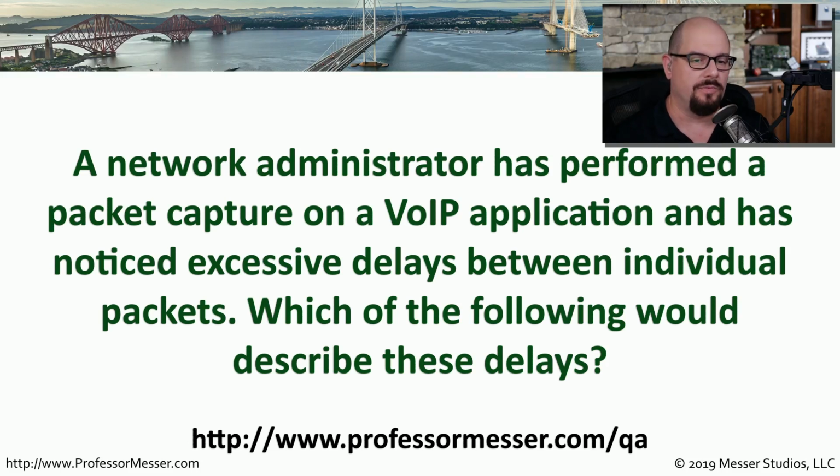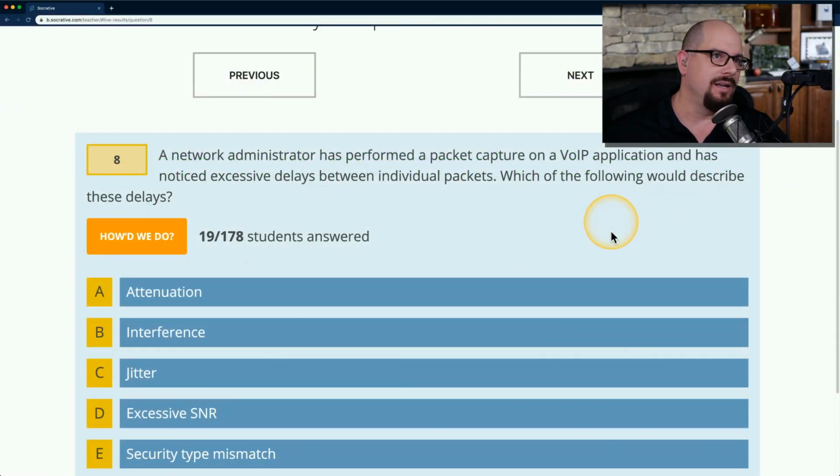A network administrator has performed a packet capture on a VoIP application and has noticed excessive delays between individual packets. It's a bit of a callback. Which of the following would describe these delays? Let's see how well you're paying attention, everyone. A network administrator has performed a packet capture on a VoIP application and has noticed excessive delays between individual packets. Which of the following would describe these delays? Would it be attenuation, interference, jitter, excessive SNR, or a security type mismatch? Those are your 5 different options.